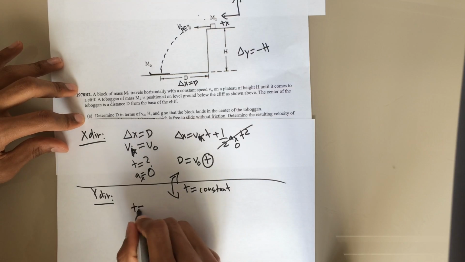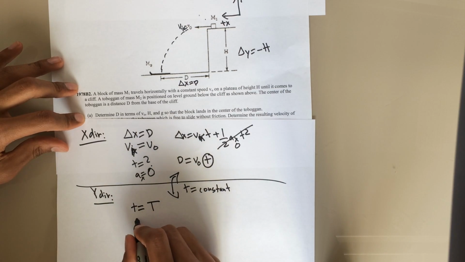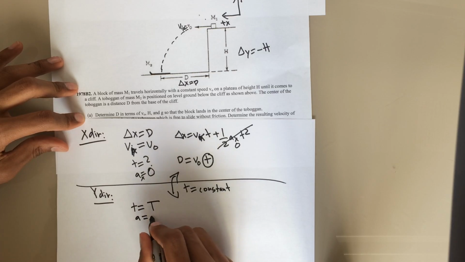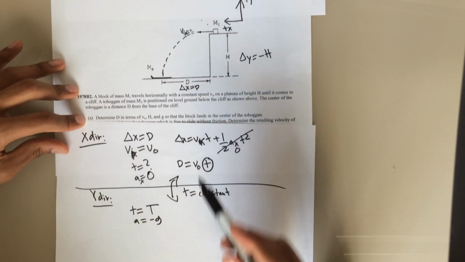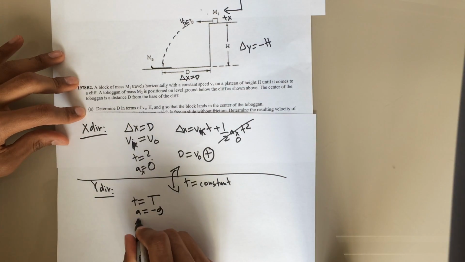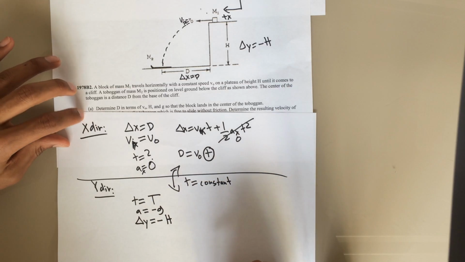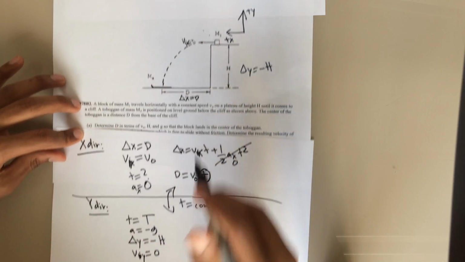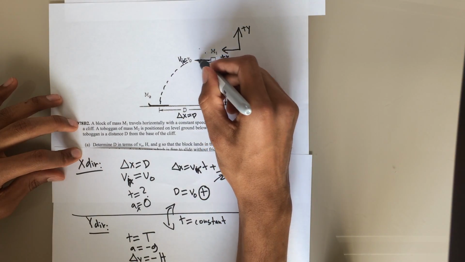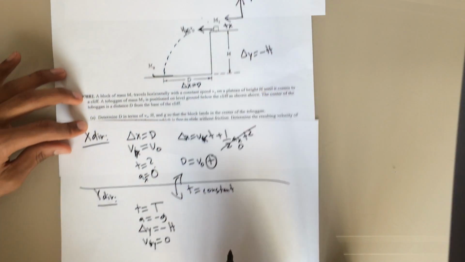So we can say t is equal to big T, and then acceleration due to gravity would be negative g, since we're defining the positive y direction up top, and delta y is going to be negative h. And we can say v initial y is equal to 0, since the block is only moving horizontally initially, so it has no y component of its velocity.